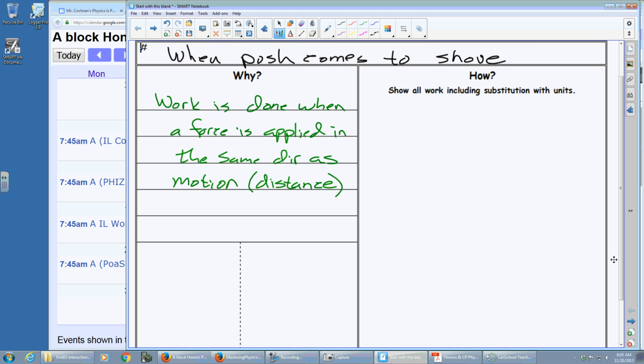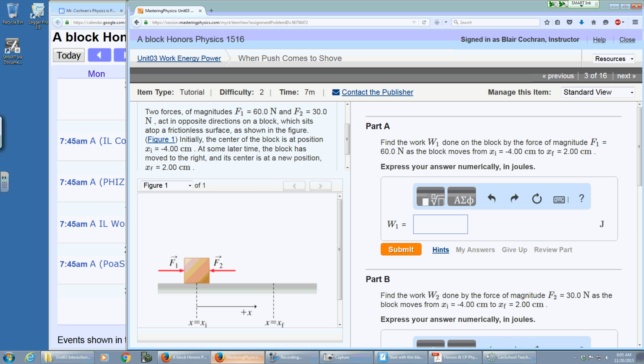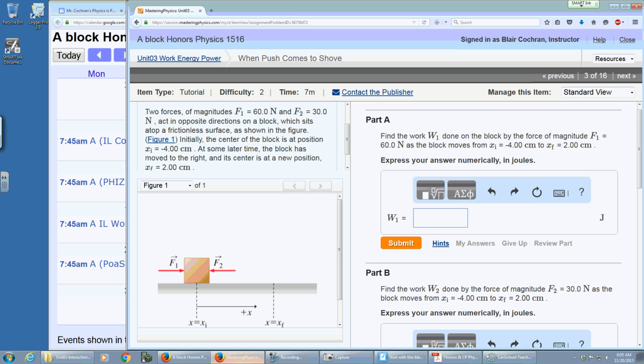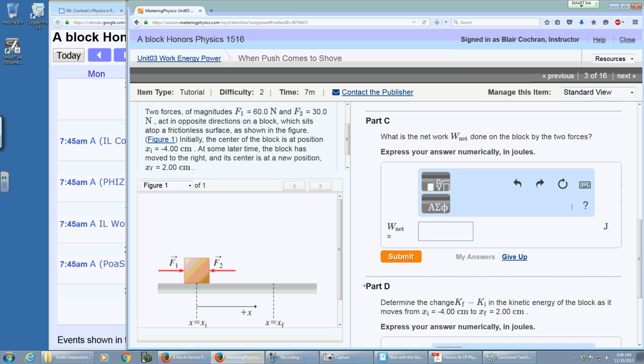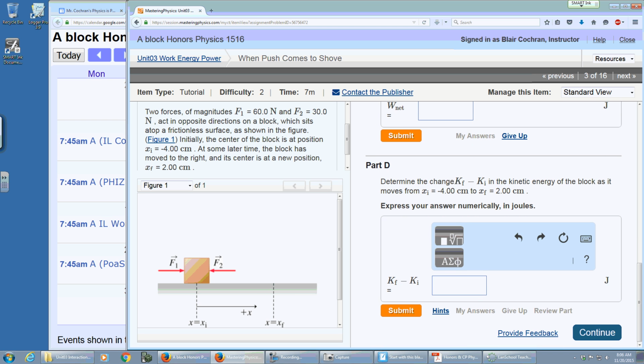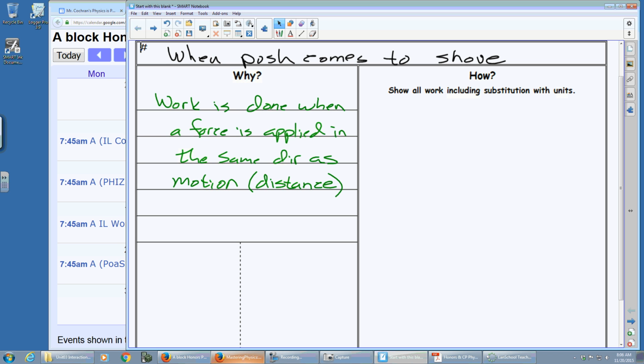And I might also, just looking forward on this problem, notice that they're going to ask me a couple of things about work. They're also going to ask me about net work. So I'd want to go back to my Y to show my understanding of net work. And they also asked me about the change in the kinetic energy as the block moves. So I want to show that I understand those two parts of the question also.